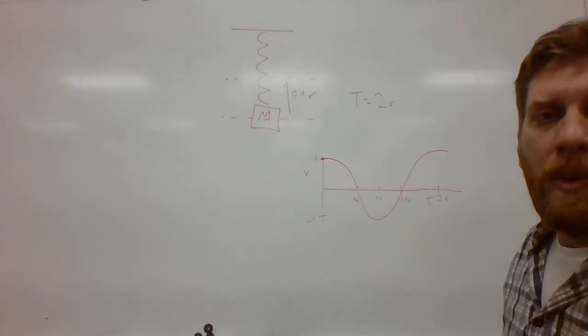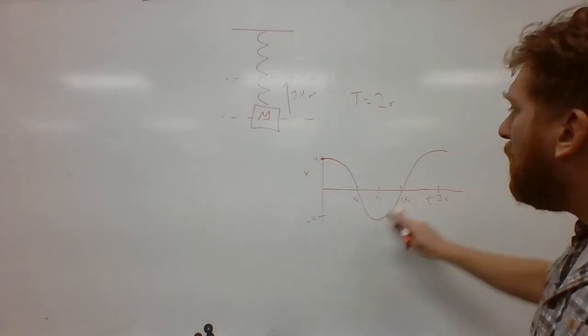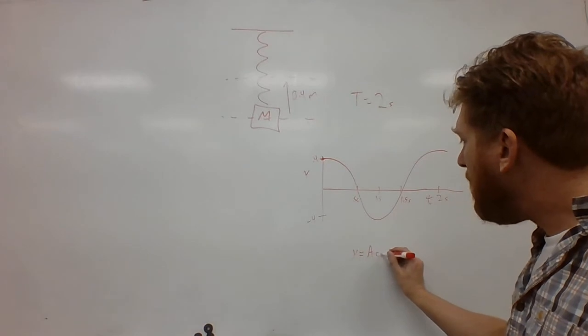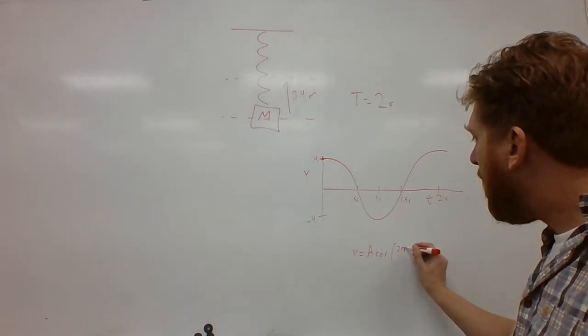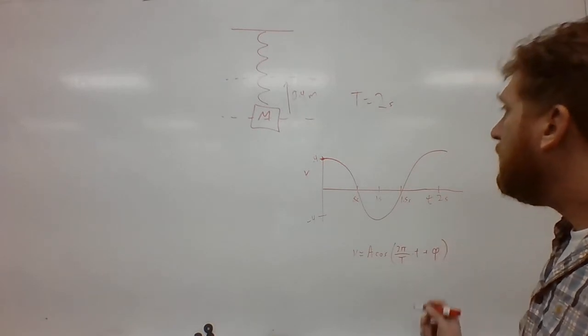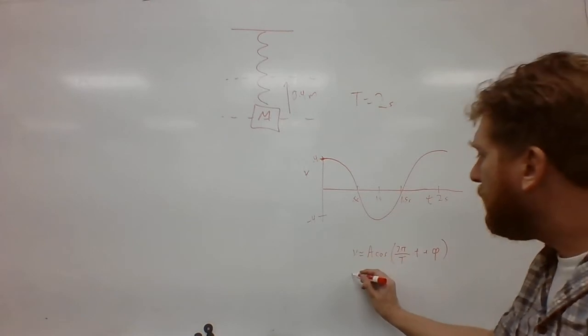Now we need to write an equation to describe this graph. The equation is just a cosine curve. And the general form of the equation is y equals A cosine of 2 pi over the period times time plus a phase constant. I can just plug in the values because everything is pretty straightforward here.